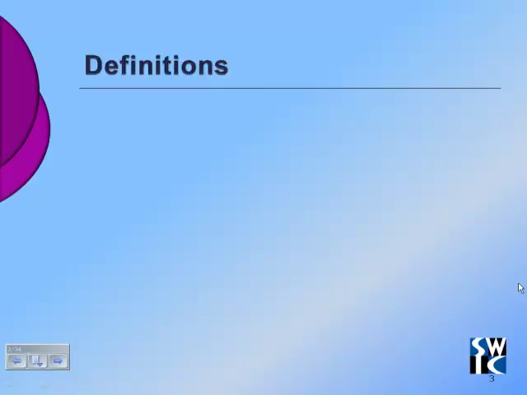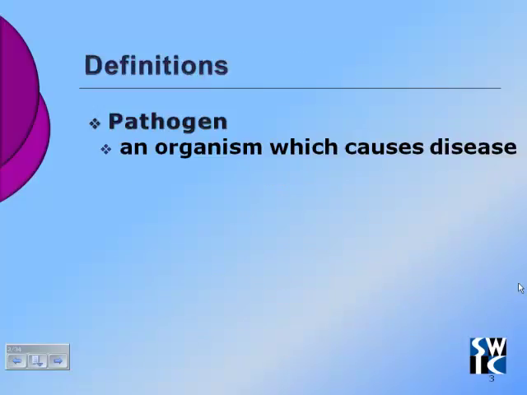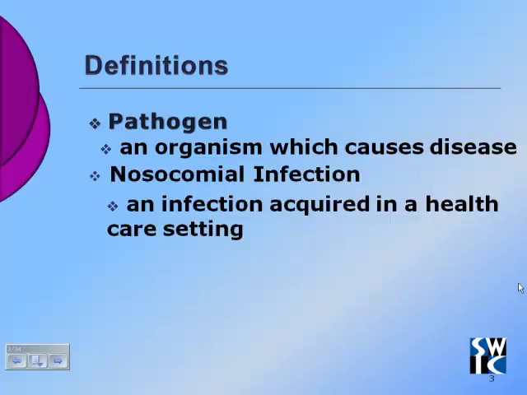First off, a couple of definitions. A pathogen is an organism such as a virus or a bacteria which causes disease. A nosocomial infection is an infection that is acquired by a patient as a result of being in a healthcare setting.